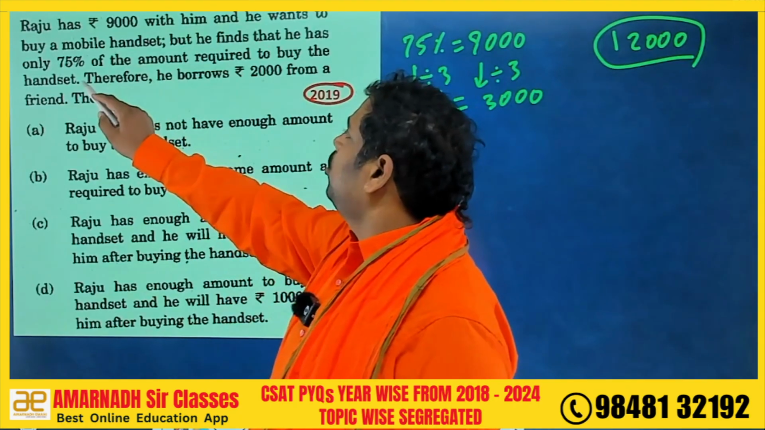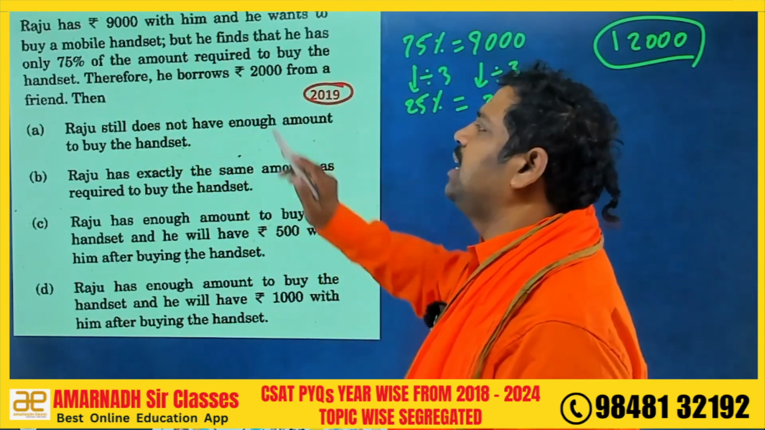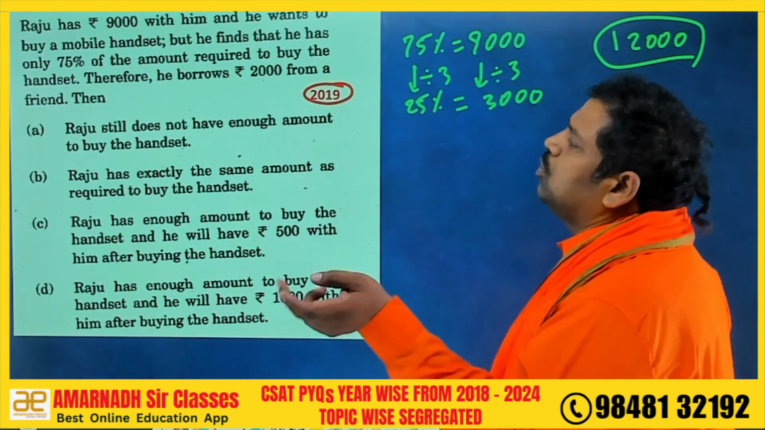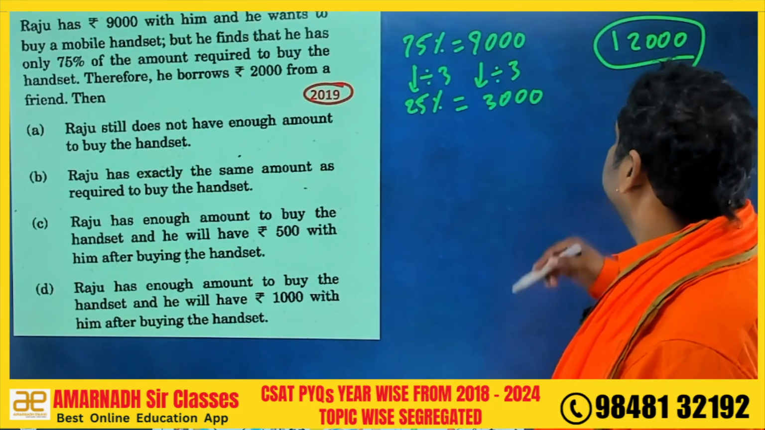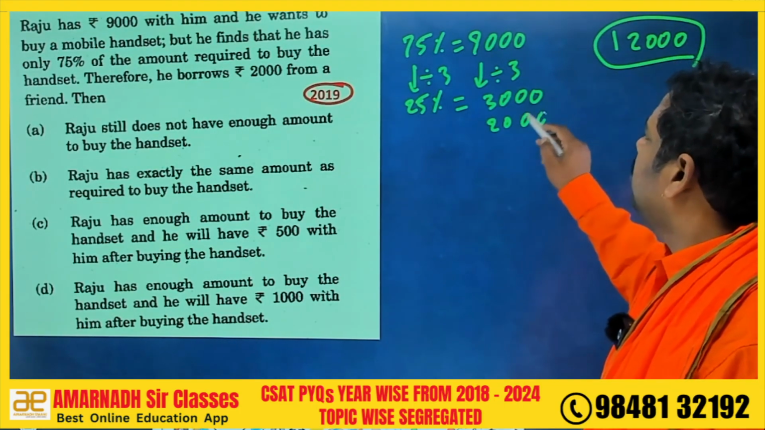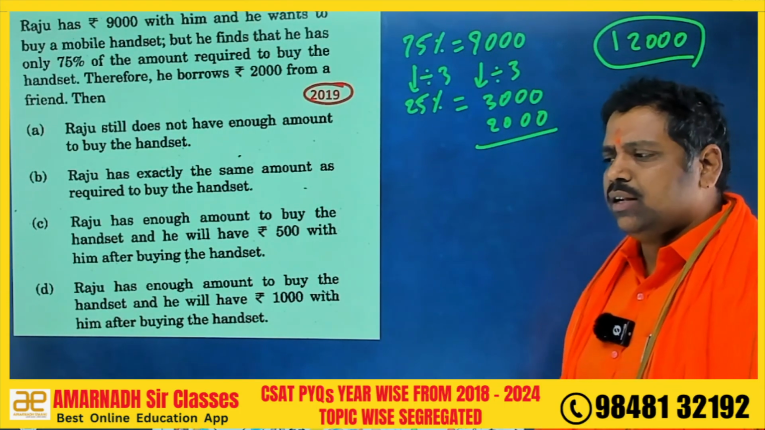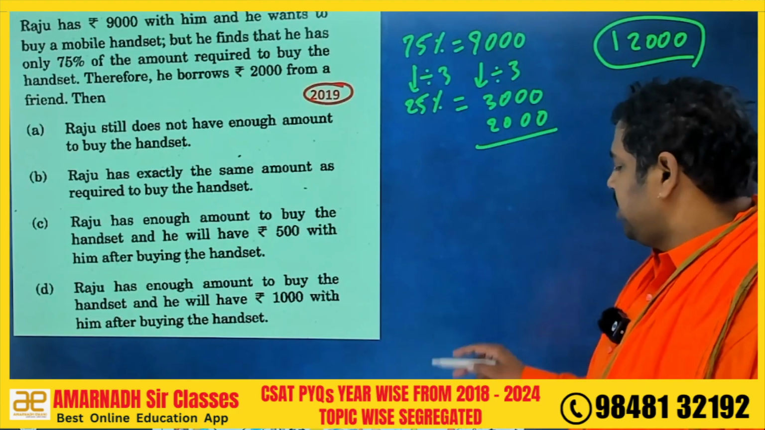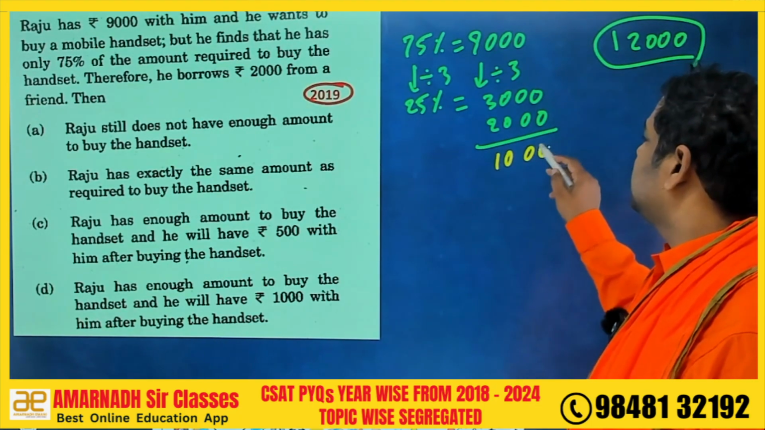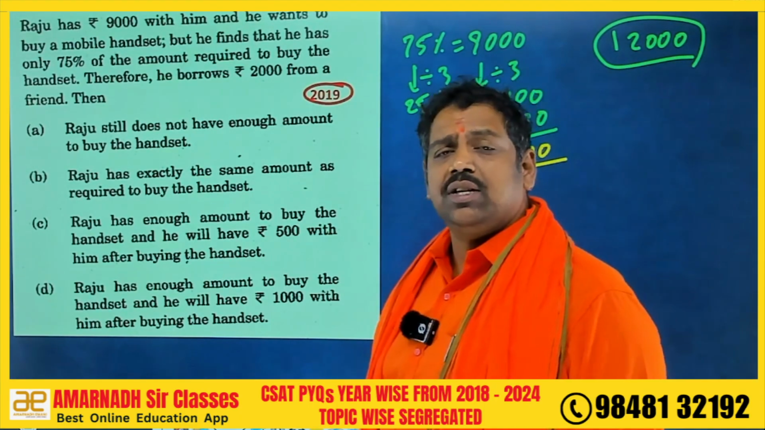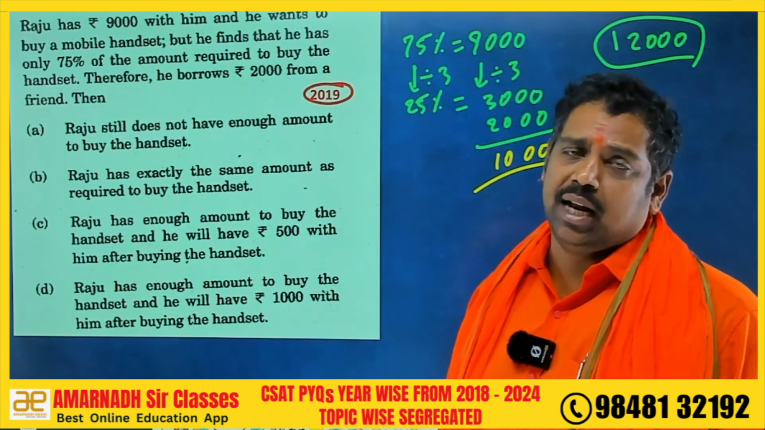Okay. So 75% of the amount required to buy the handset. Therefore, he borrows 2,000 from a friend. Okay, how much did he borrow here? 2,000 from his friend. Now tell me, how much does he want? 3,000. But how much did he borrow from his friend? 2,000. Means still how much is lagging? 1,000 is lagging. Means Raju is able to buy the mobile or unable to buy the mobile? Unable to buy the mobile.